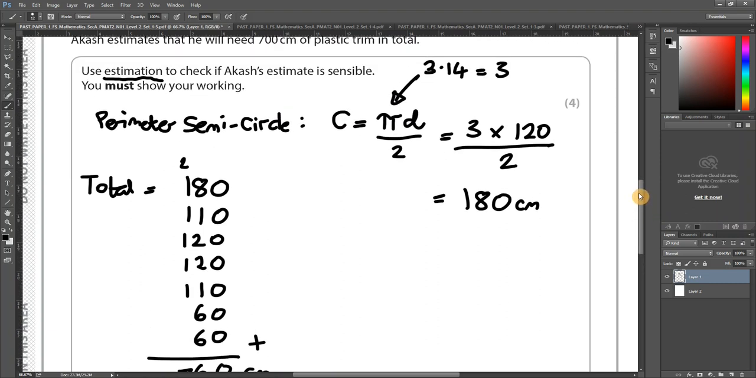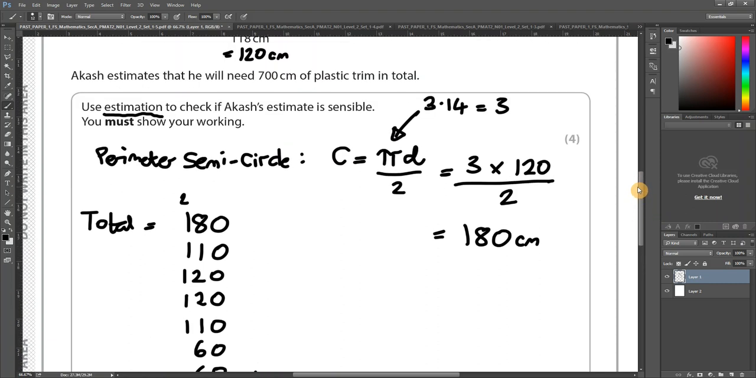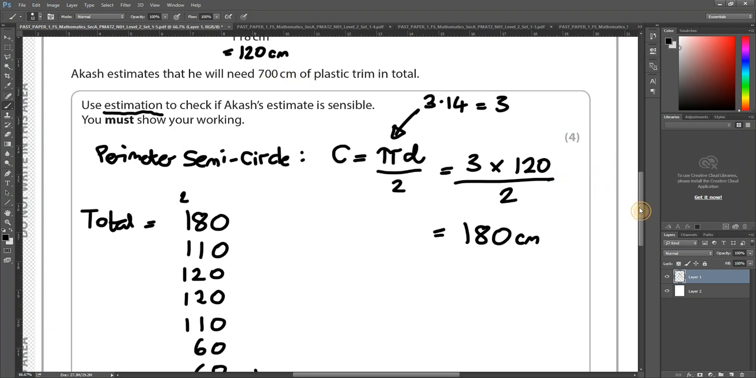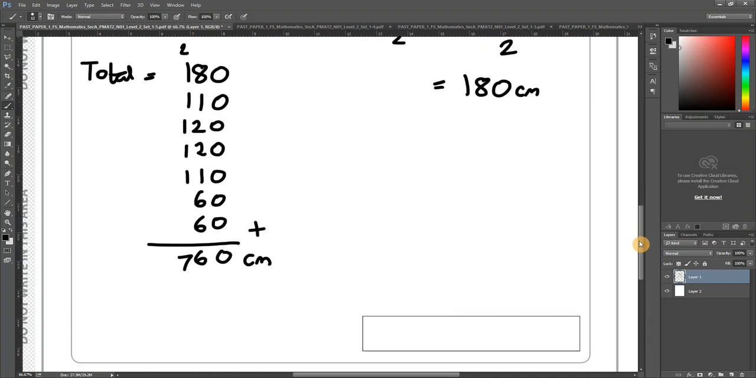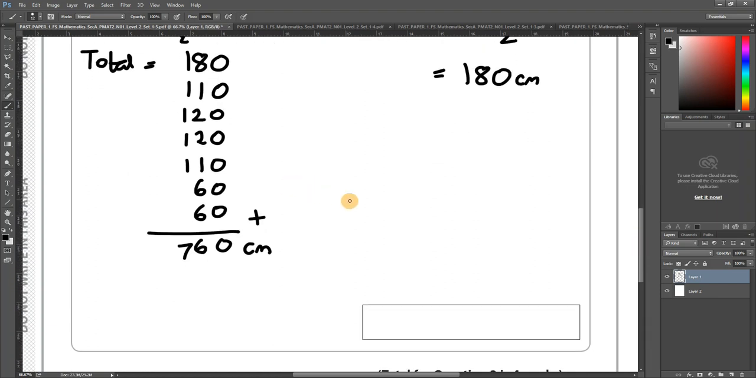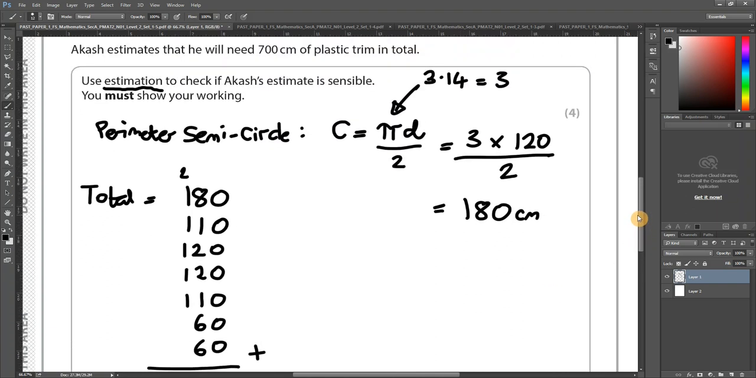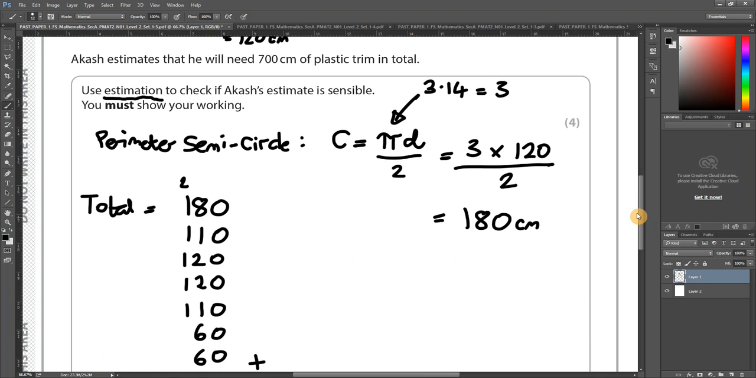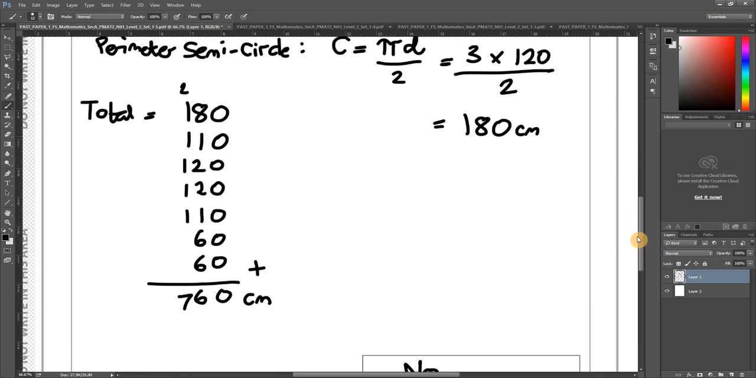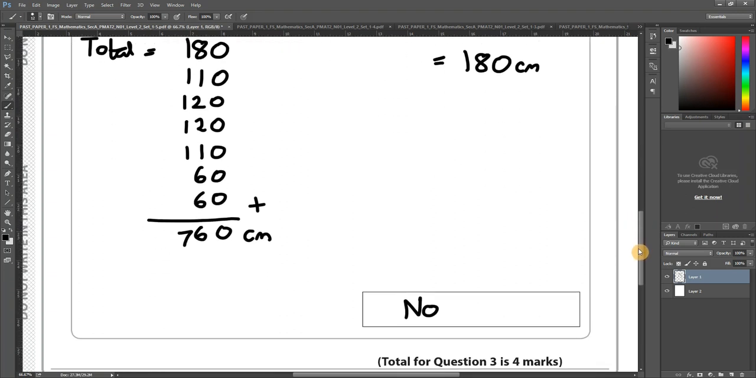What did he say? So Akash estimates that he will need 700 centimeters of plastic trim in total. So no, he's a little bit short. He's pretty close, but not close enough, unfortunately. So I would say no, he's not right. Use estimation to check if Akash's estimate is sensible. I would say no for that.